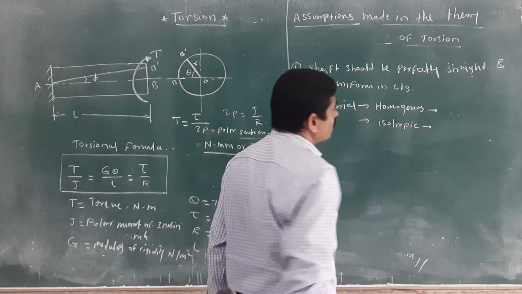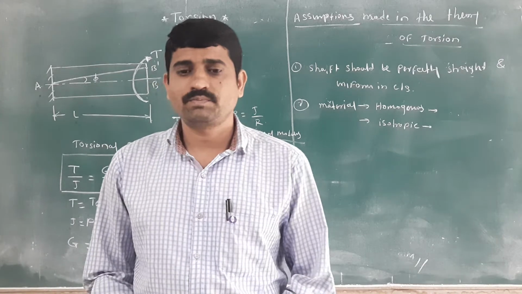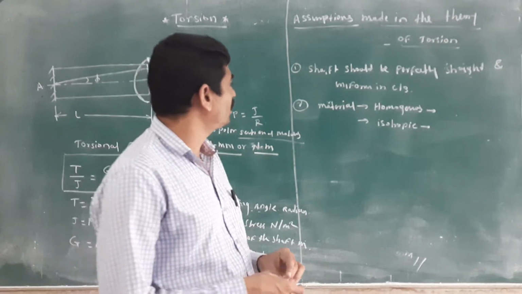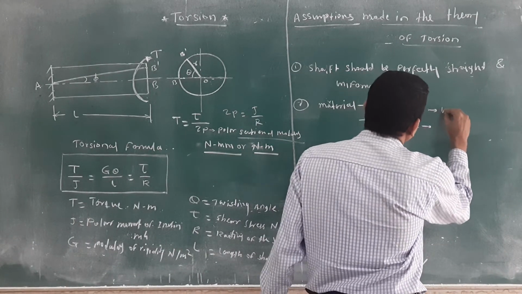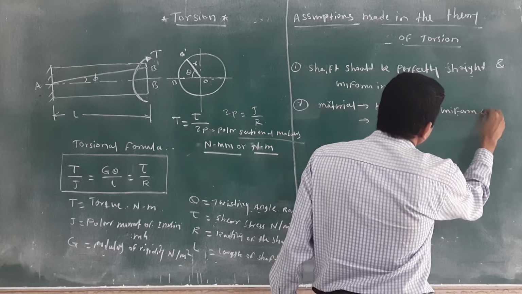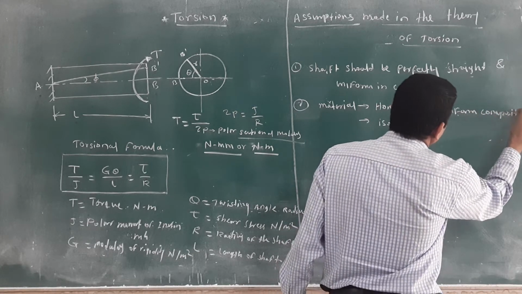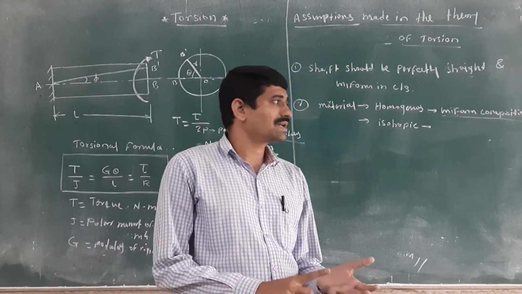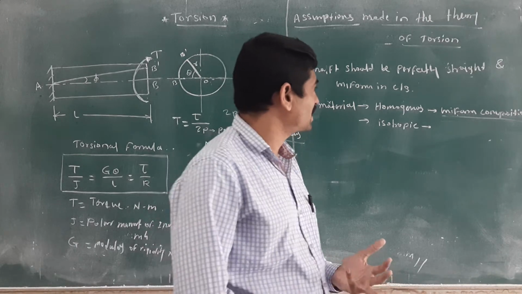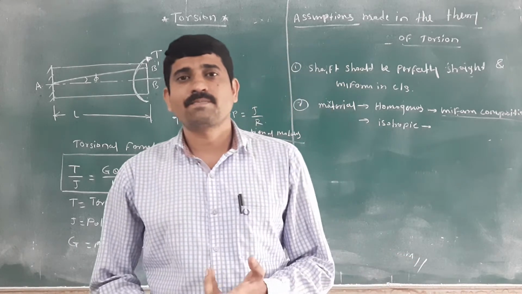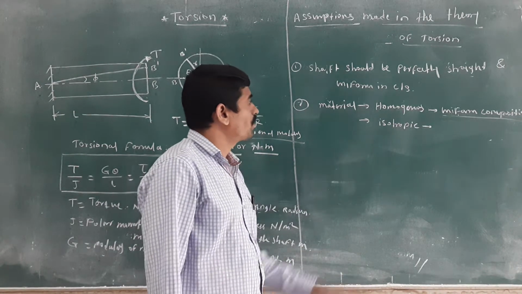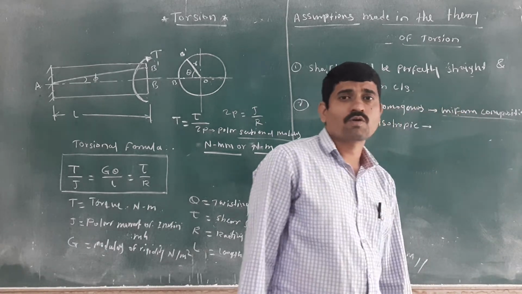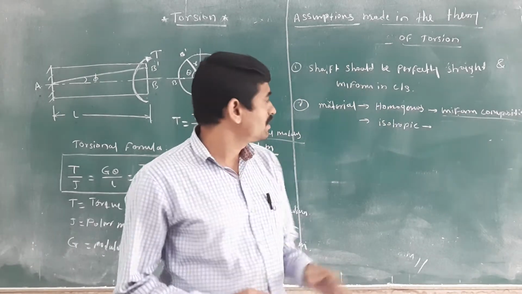What is the meaning of homogeneous? Homogeneous means uniform material. You will get a uniform composition of that material throughout. You can take the example of glass or certain plastics. These are examples of homogeneous material. You should remember the material should have uniform composition throughout. This is called homogeneous.